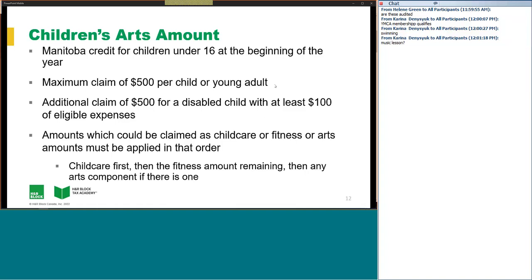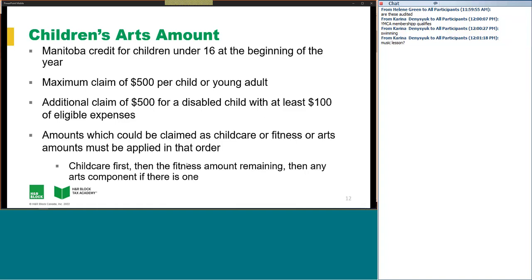Okay. Additional claim for 500 for a disabled child with at least 100 of eligible expenses. So it works the same way. If you have a disabled child, as long as they have $100, they get the $100 or whatever they've paid to a max of 500 plus another $500. And again, it has to go in order.